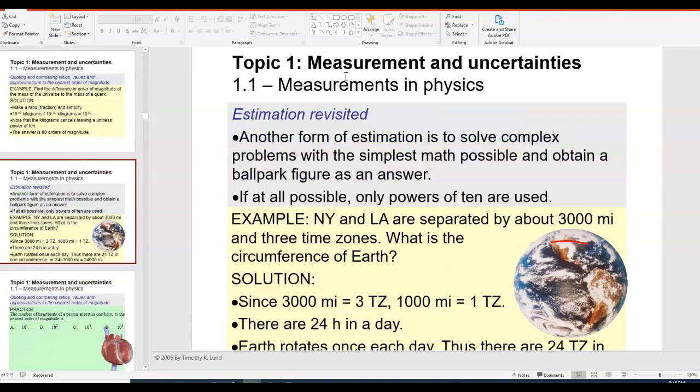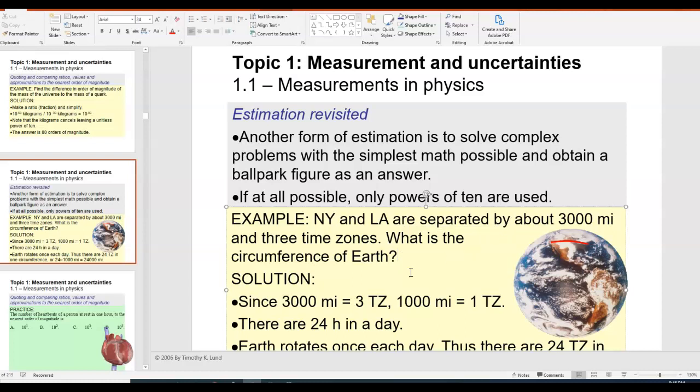And just going through some other examples really quickly, I don't want to spend too much time on this because it's a pretty simple concept, order of magnitude. And you typically only see maybe 1 or 2 questions related to order of magnitude on the IB exam, so I don't want to harp on it too much. But this one says New York and LA are separated by about 3,000 miles and 3 time zones. What is the circumference of Earth? And you might say, how would you figure that out just knowing that?